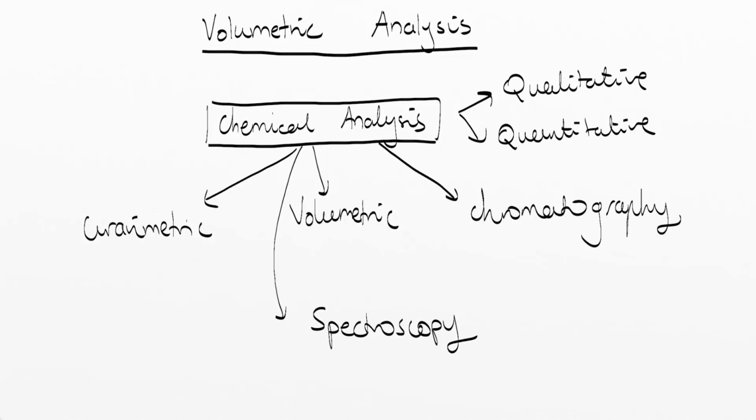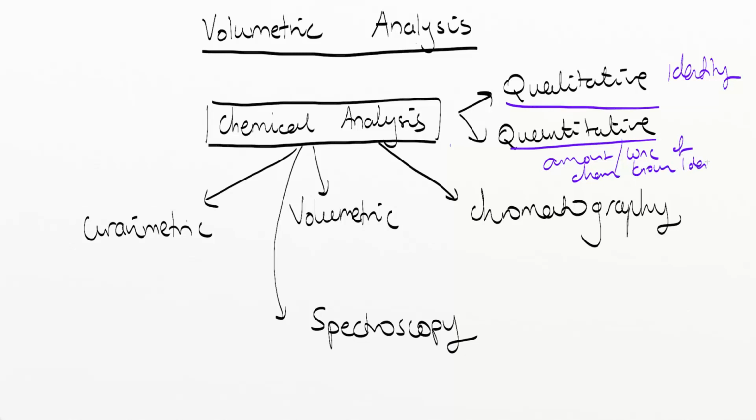Welcome to volumetric analysis. Volumetric analysis is a type of chemical analysis, and just before we go into it, we want to ask ourselves, what is chemical analysis? Chemical analysis can be both qualitative and quantitative. At its heart, it's asking us, can we find out information about this chemical? Remember, qualitative analysis looks at the identity of the chemical, and quantitative analysis looks at the amount or concentration of a chemical of known identity.